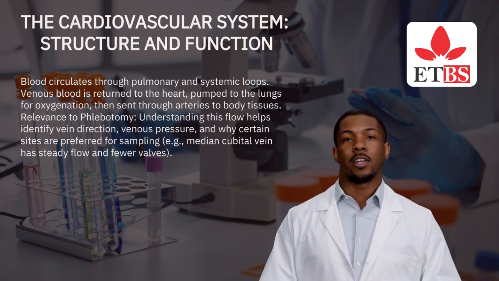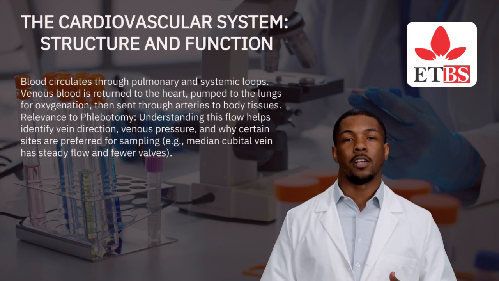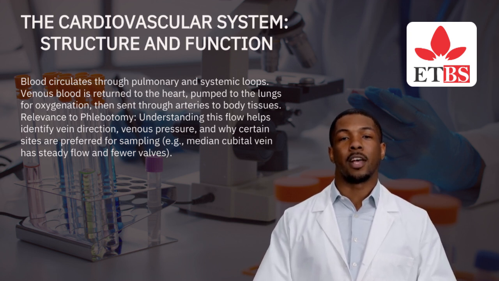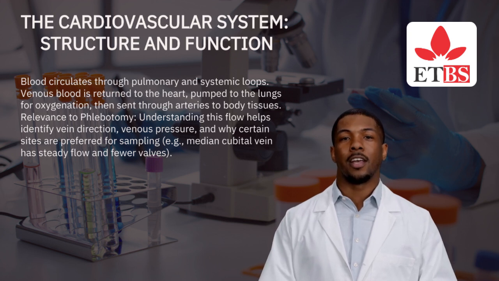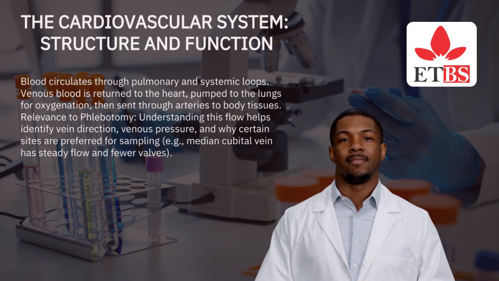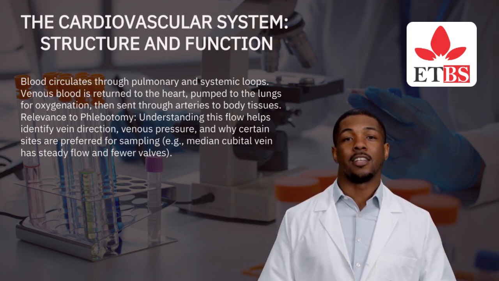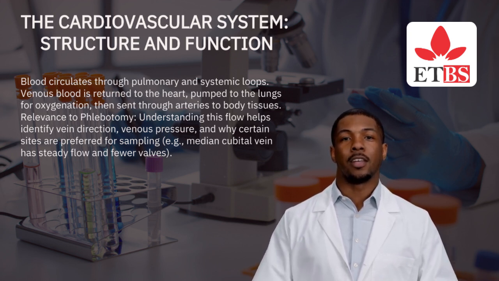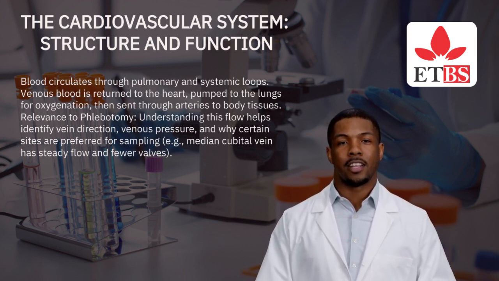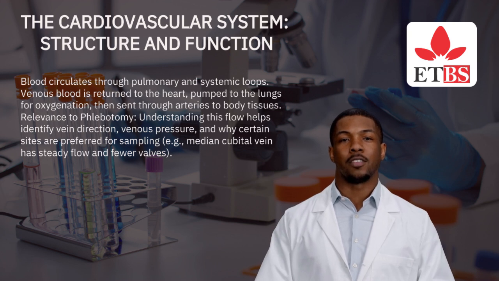Blood circulates through pulmonary and systemic loops. Venous blood is returned to the heart, pumped to the lungs for oxygenation, then sent through arteries to body tissues. Relevance to phlebotomy: understanding this flow helps identify vein direction, venous pressure, and why certain sites are preferred for sampling, e.g., the median cubital vein has steady flow and fewer valves.